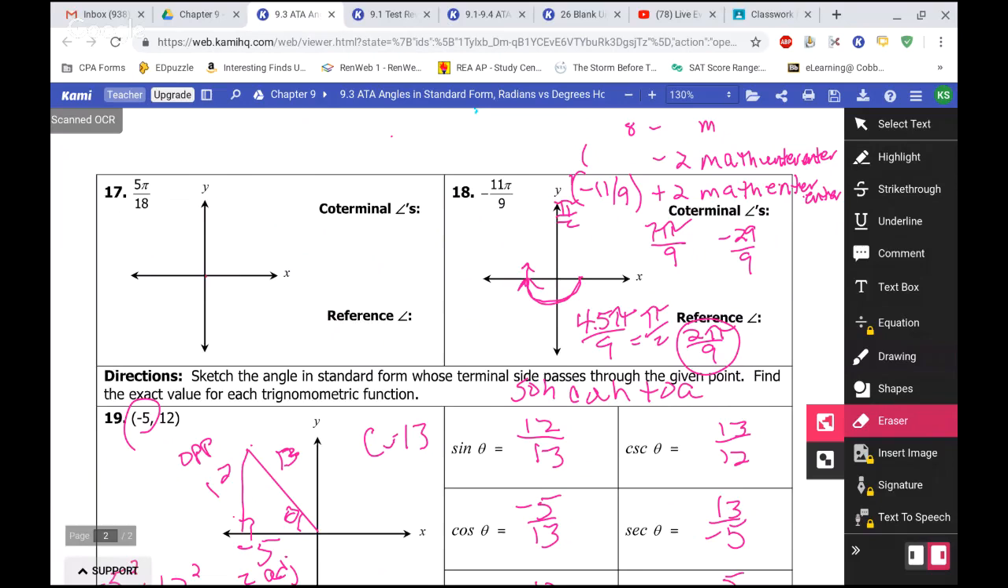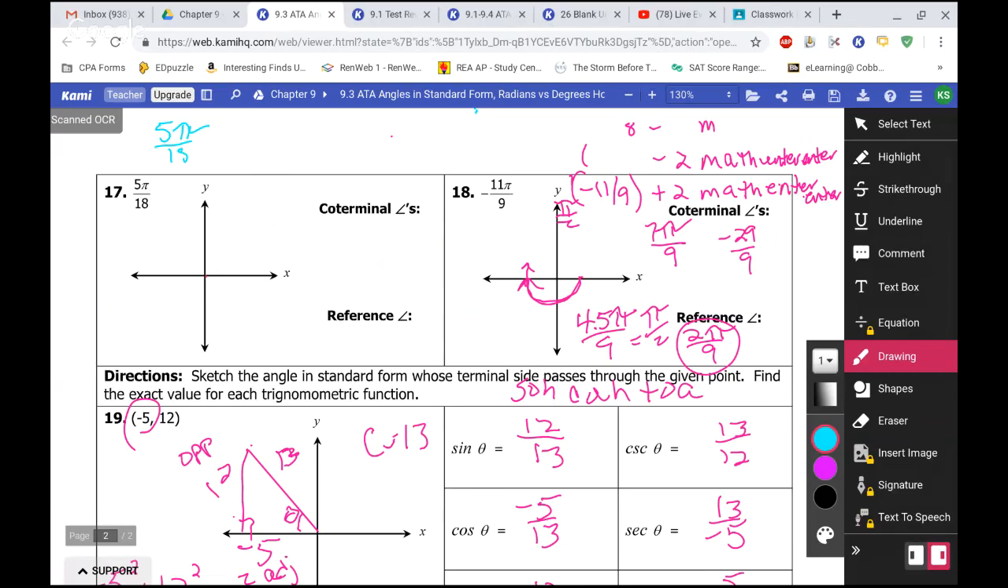No, it doesn't click for some reason. Okay. Because I'm adding 2 pi. And then you have to multiply the numerator and the denominator by 2, right?